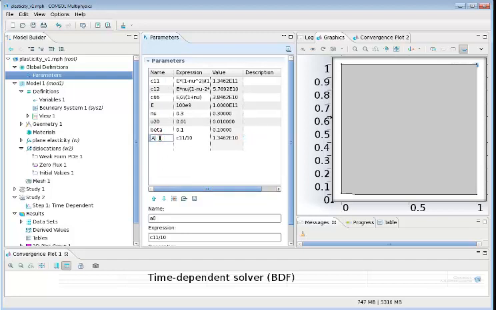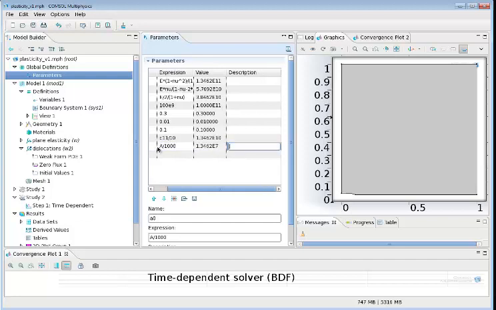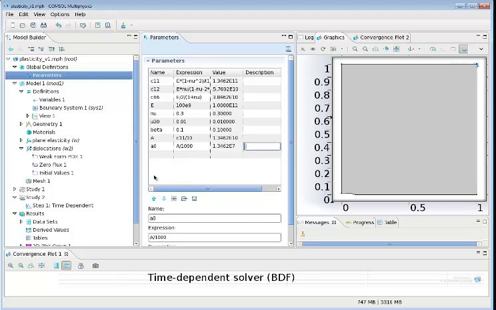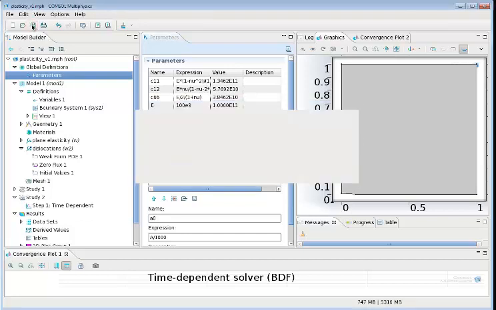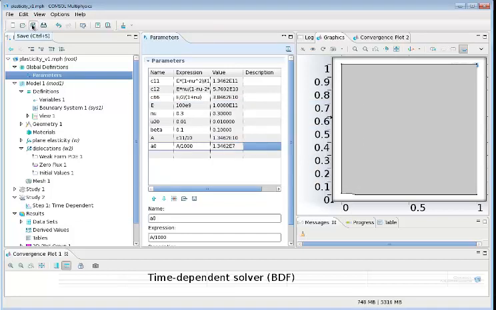And A naught will be, put it 1,000 times smaller than that one. We keep that to be fairly small so it doesn't heavily influence the solution. Okay. So those are material parameters. We have this. There's still a few other things in here we need.